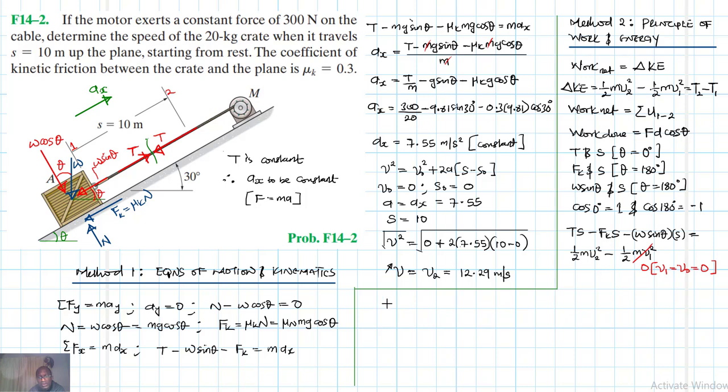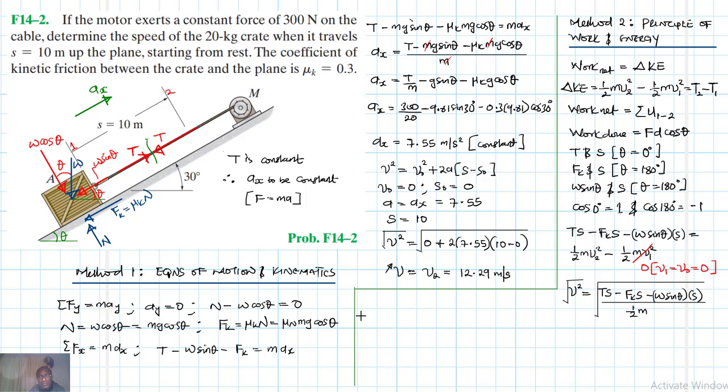What do we have? Our v squared is equal to Ts minus Fk s minus W sine theta times s, divided by half m, and we can square root both sides, like so.